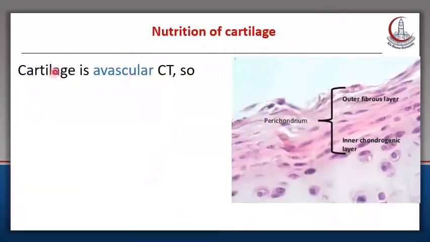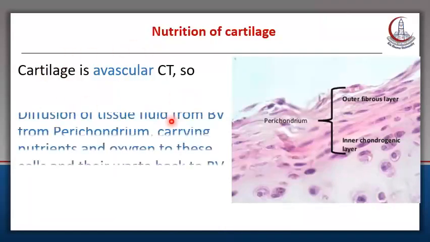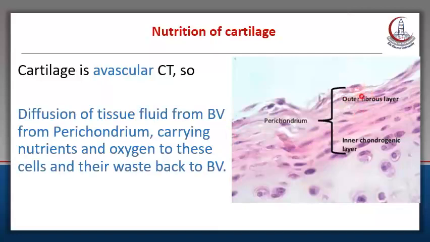Regarding nutrition of cartilage, we said that cartilage is avascular connective tissue, so it takes its blood supply from the blood vessels that are present in the outer fibrous layer of the perichondrium. Blood vessels present in the outer fibrous layer carry nutrients and oxygen to cells of the cartilage that diffuse through the cartilage matrix, and take the waste products back to the blood.